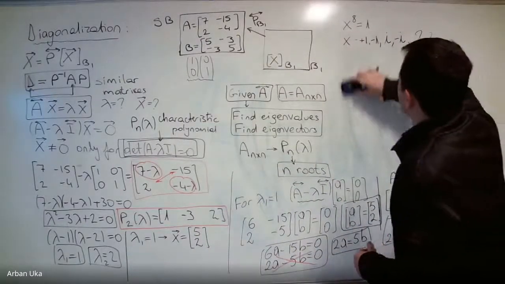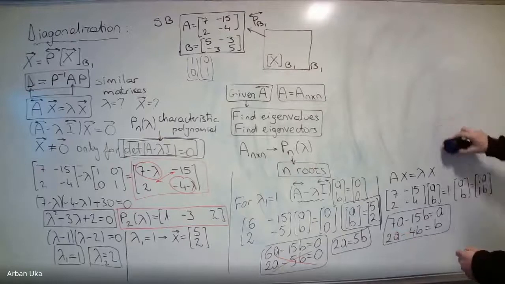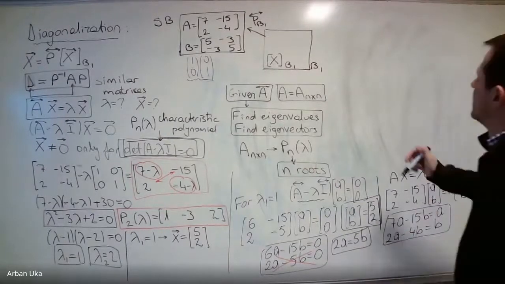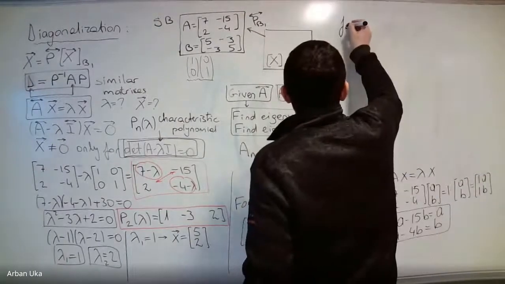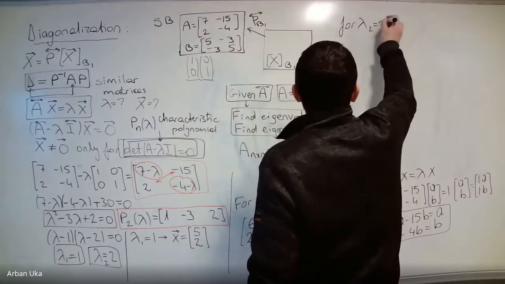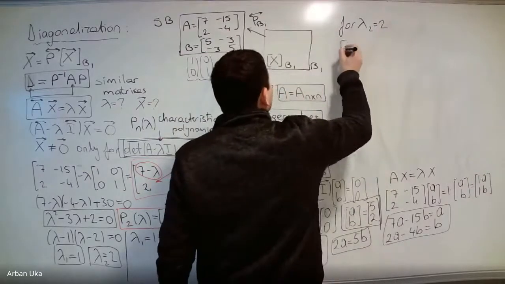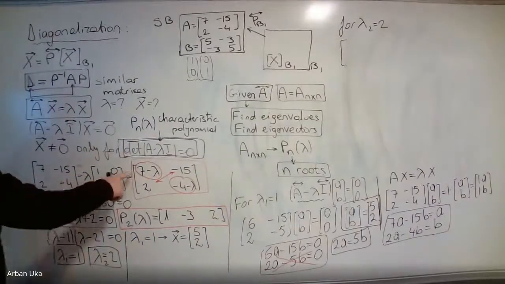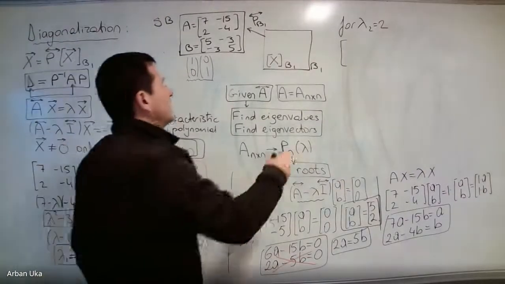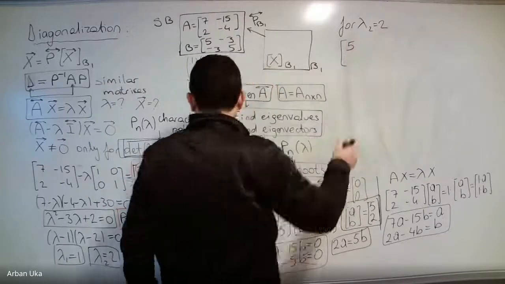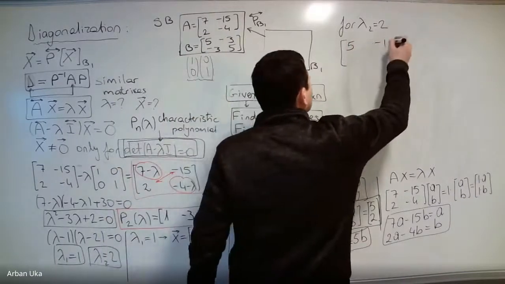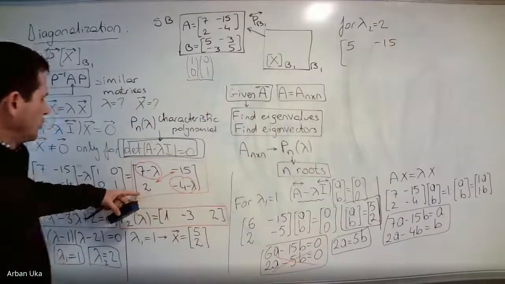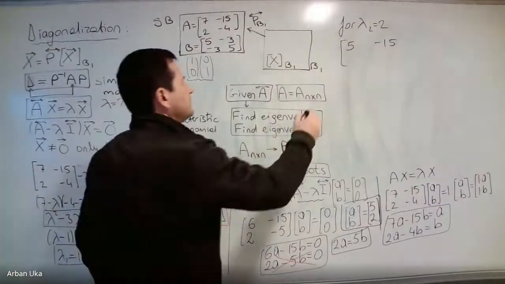Then let's look for the other eigenvalue. For lambda 2 equal to 2, we get the following expression. Let's write this again. 7 minus 2, this is 5, minus 15. We get here 2, and minus 6.